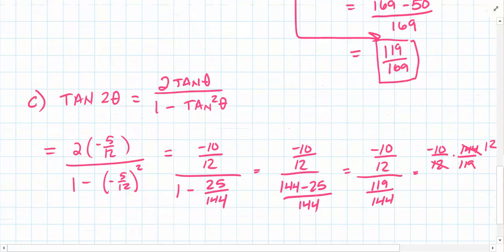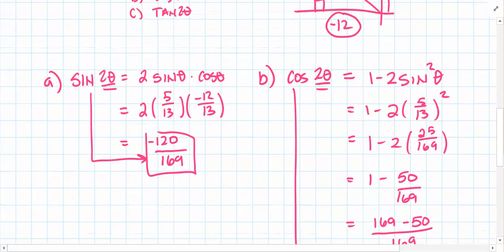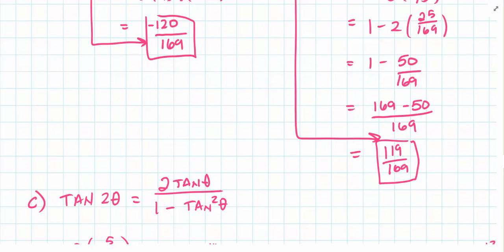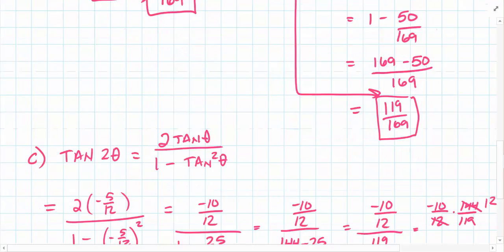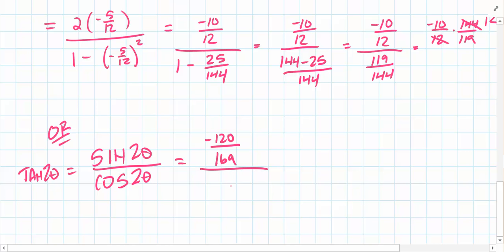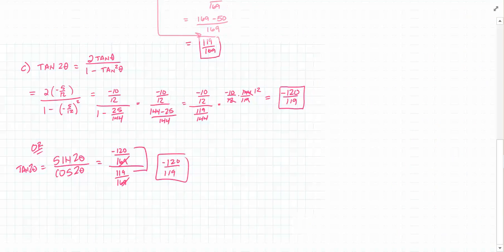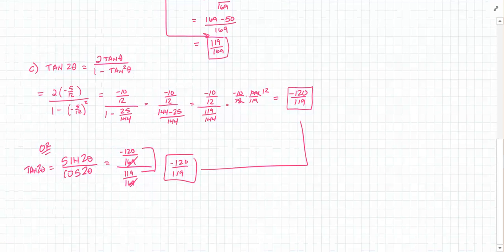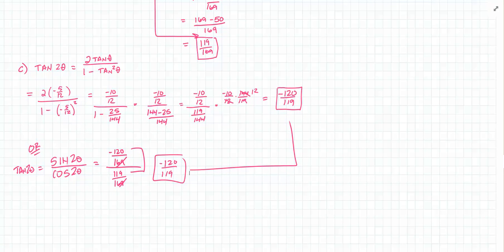Now, didn't we figure out the sine of 2 theta for part A? It's in that box right there. And didn't we figure out the cosine of 2 theta for part B? So can't we just write that as the sine of 2 theta defined as negative 120 over 169, and the cosine of 2 theta defined as 119 over 169. Notice these cancel out, and you're left with negative 120 over 119, which is exactly what we got over there. If you compare those two, I think the bottom one's a lot easier.